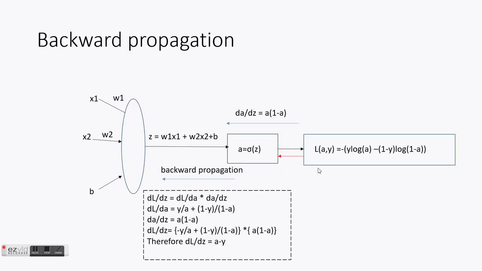Now let us come back to this equation. The backward propagation, we have seen dou L by dou A. Now we need to find dou L by dou Z, which is equal to, using the chain rule, dou L by dou A into dou A by dou Z.